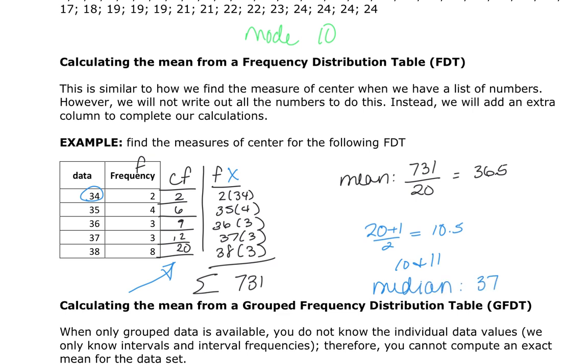Now my mode is the one that happens the most, and my mode is 38 because it happens the most. It happens 8 times. Now, how do you find the mean, median, and mode from a grouped frequency distribution table, also known as GFDT?